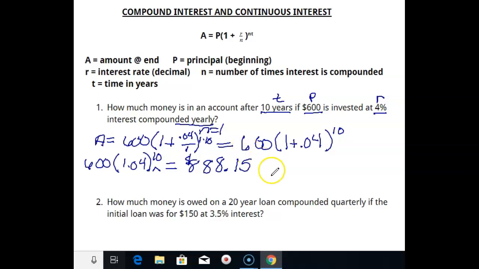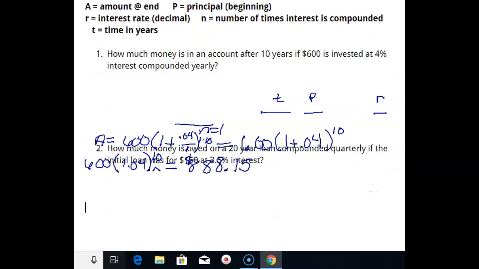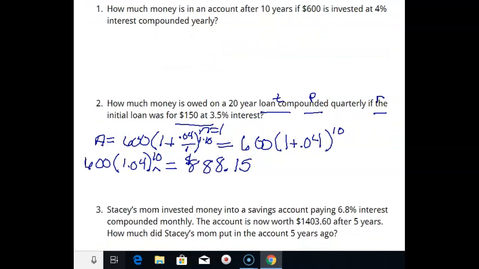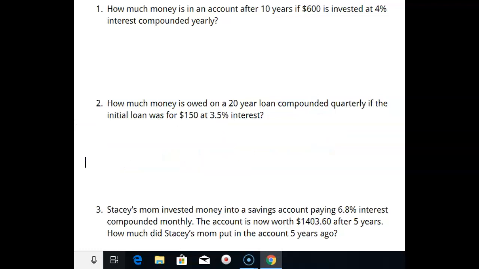Always, always, always. Now the next question has a little bit better decimal to use in this, and so we're going to look at one that has slightly different numbers. The next one says, how much money is owed on a 20-year loan compounded quarterly if the initial loan was for $150 at 3.5% interest?